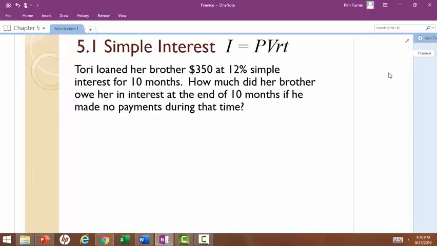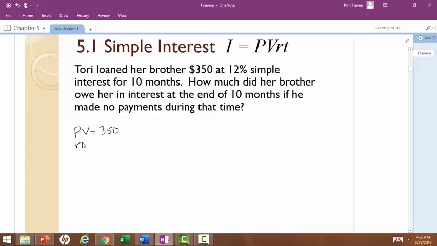Tori loaned her brother $350 at 12% simple interest for 10 months. How much did her brother owe her in interest at the end of the 10 months if he made no payments during that time? Simple interest means that the interest payment is only going to apply one time on the entire loan. So first I'll make the present value, or the amount of the loan, equal to $350.